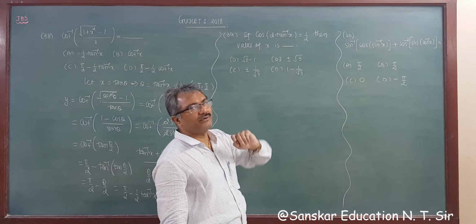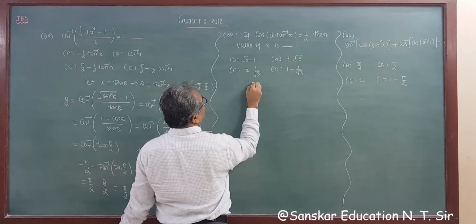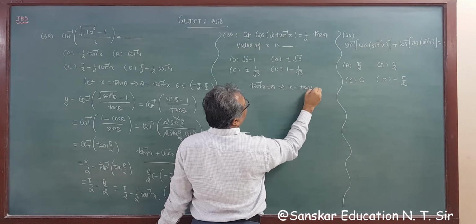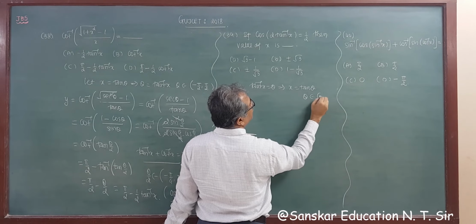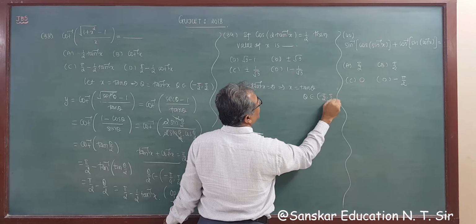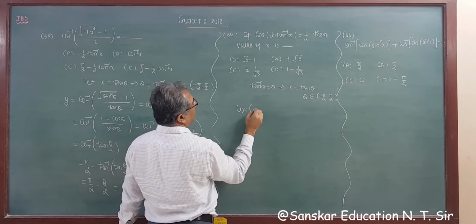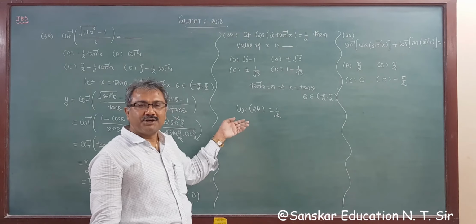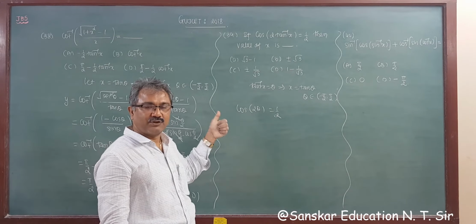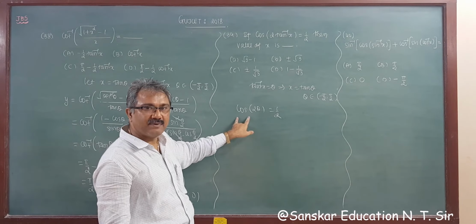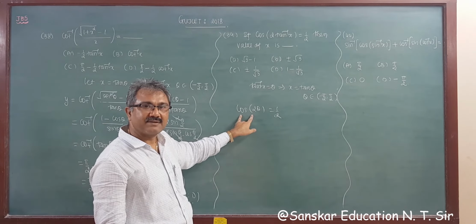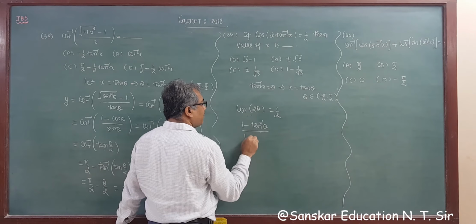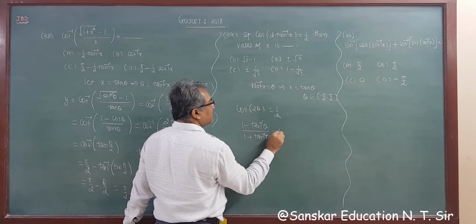Cos 2 tan inverse x is equal to half. So again assuming that tan inverse x is equal to theta, this implies x is equal to tan theta, and theta belongs to the open interval minus pi by 2 to plus pi by 2. Then our question will be cos 2 theta is equal to half. Actually no need to write this whole thing, you know the shortcuts for this, but I am explaining to you. Cos 2 theta is 1 minus tan square theta upon 1 plus tan square theta, so this is 1 minus tan square theta upon 1 plus tan square theta is equal to half.